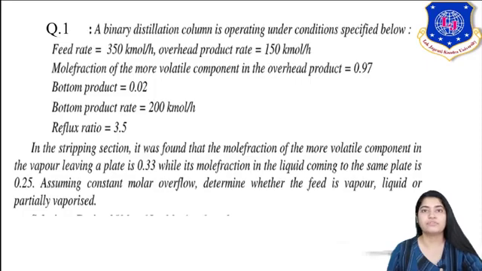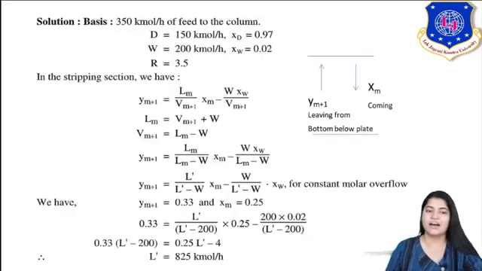It means you have to find the q value. So let's start. The basis is 350 kilomole per hour of feed. D is also given, W is also given, and you have the mole fractions also. Now in the stripping section the formula is Ym+1 = (Lm/Vm+1) Xm - (W xW/Vm+1).